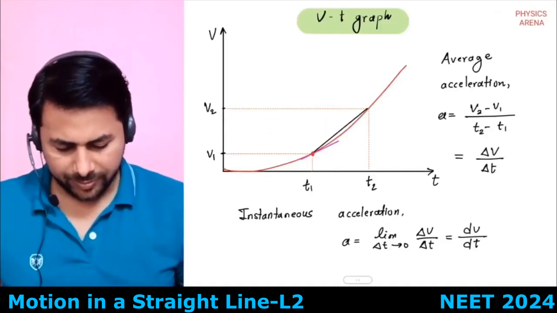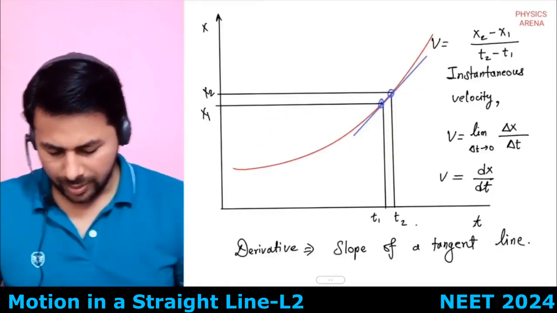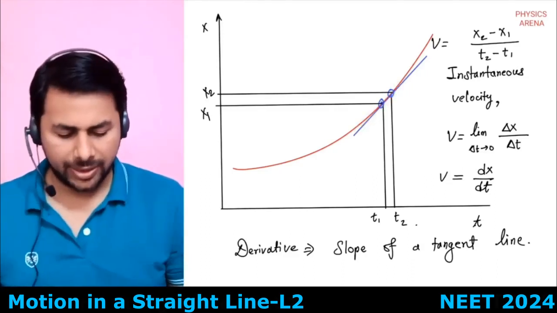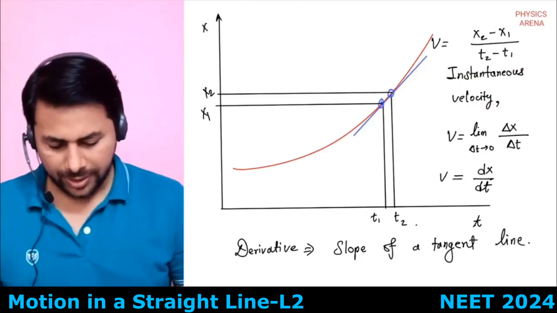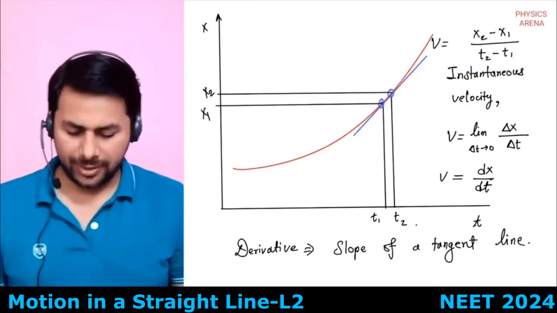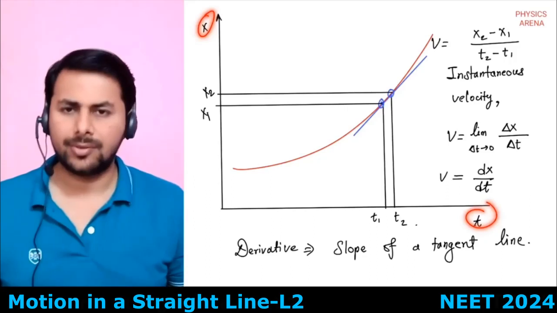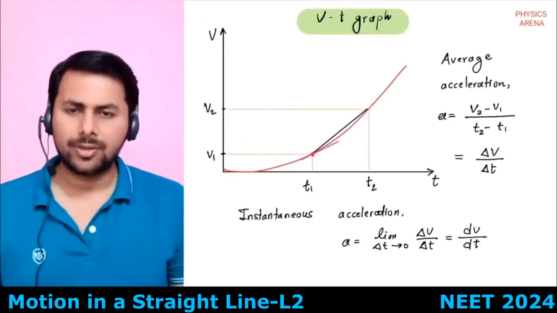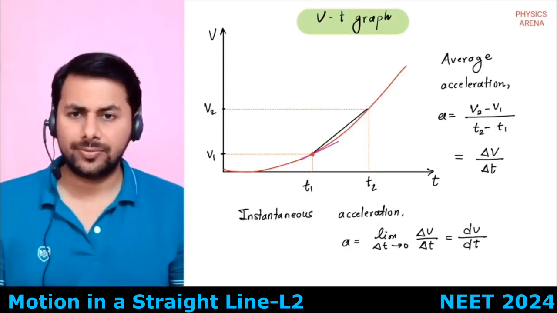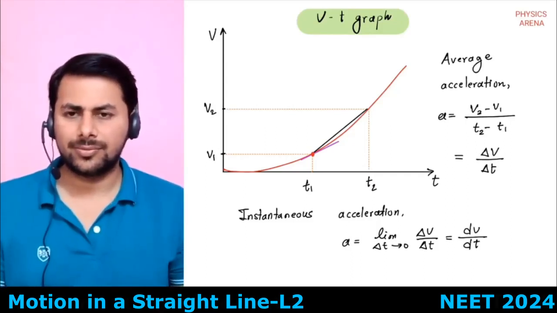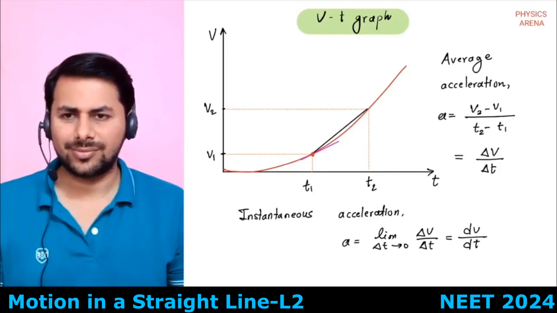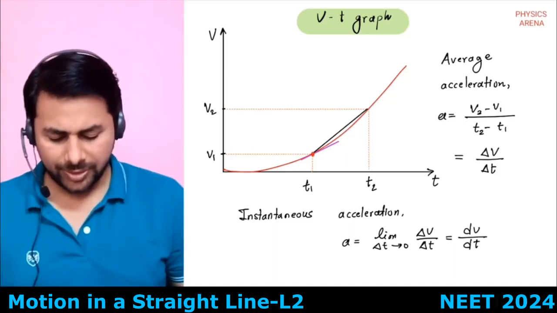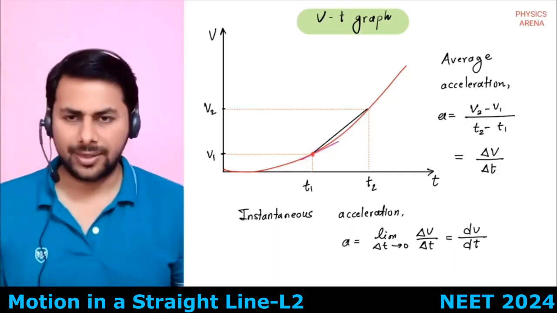So now this is derivative. Meaning of derivative. If you want to find out the instantaneous velocity, it is the slope of a tangent line to the x-t graph. Similarly, if you go to the v-t graph, what will the slope of the tangent line give you? Acceleration, sir. It will give you instantaneous acceleration, right?